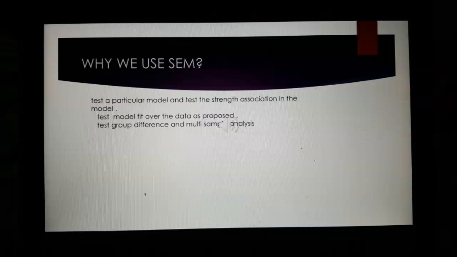What is the purpose of using SEM? SEM is used to specify a particular model and to test the strength associated with the model. It also tests whether the model fits the data as it is proposed, and also tests group differences and multi-sample analysis on the data.